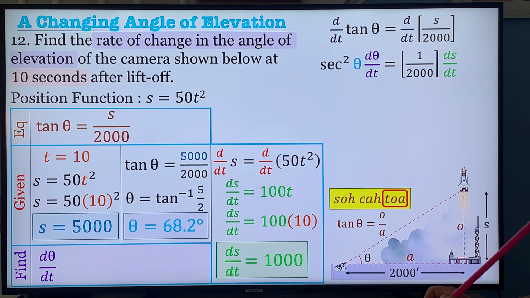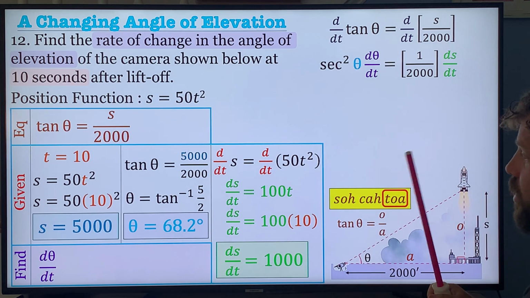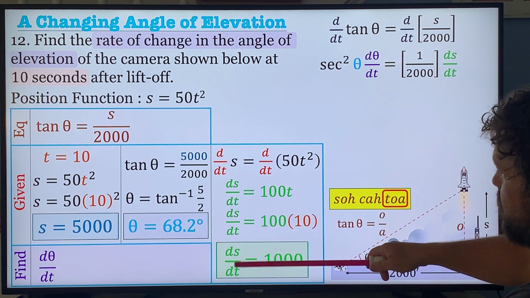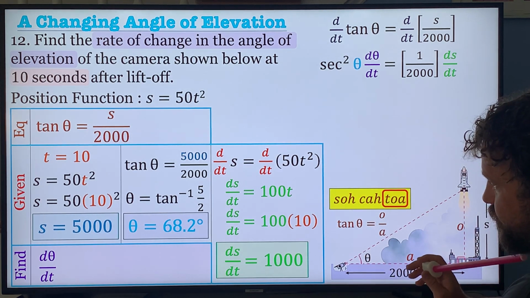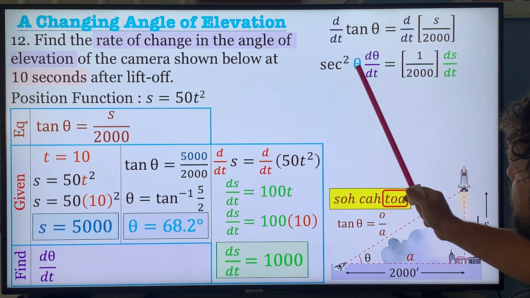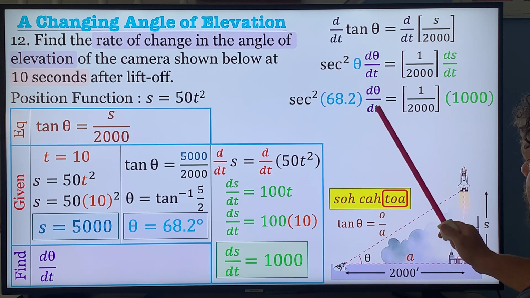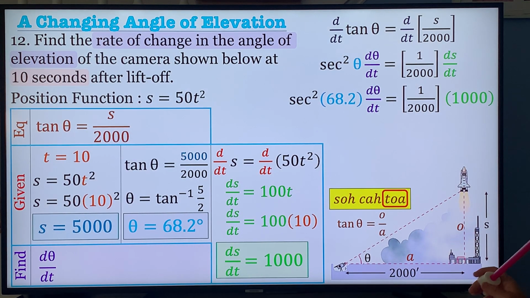So now we can plug in some stuff here, right? We don't need to plug in s, because there is no more s. We just use that to find these two things. All right? Secant theta, we know theta is 68.2. dθ/dt is what we're looking for, 1 over 2,000 times 1,000.